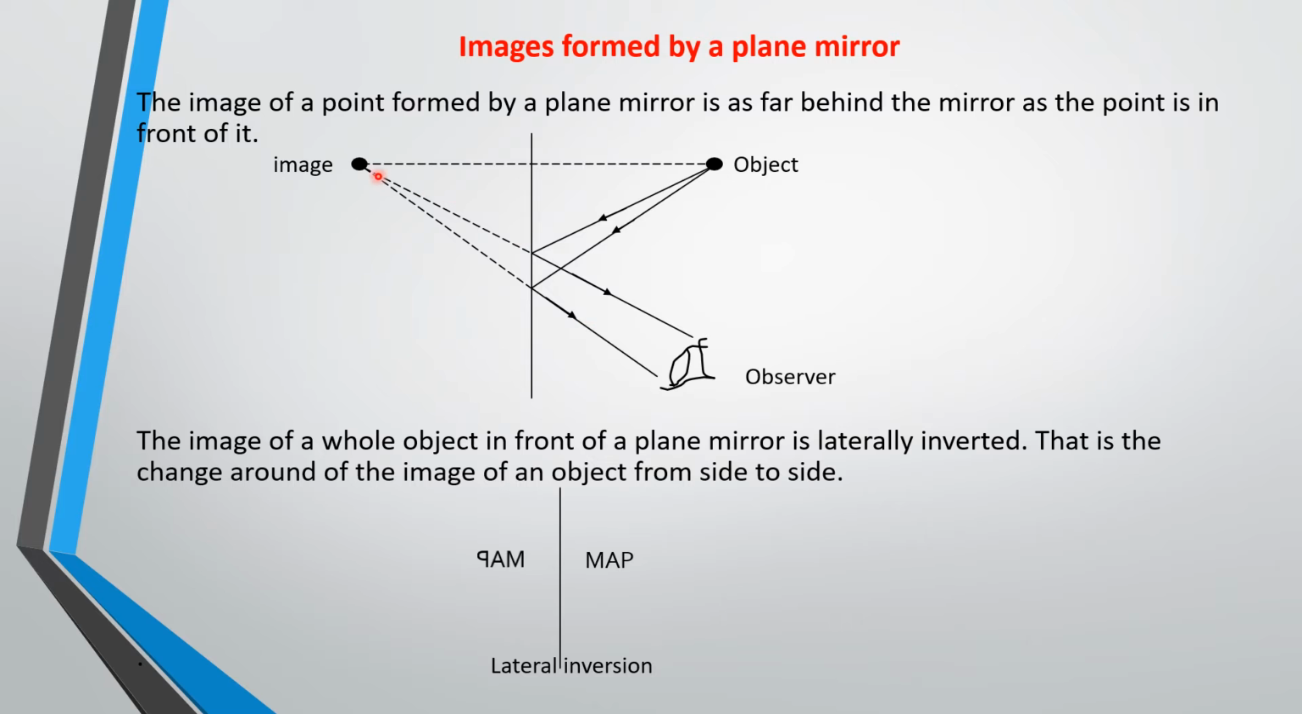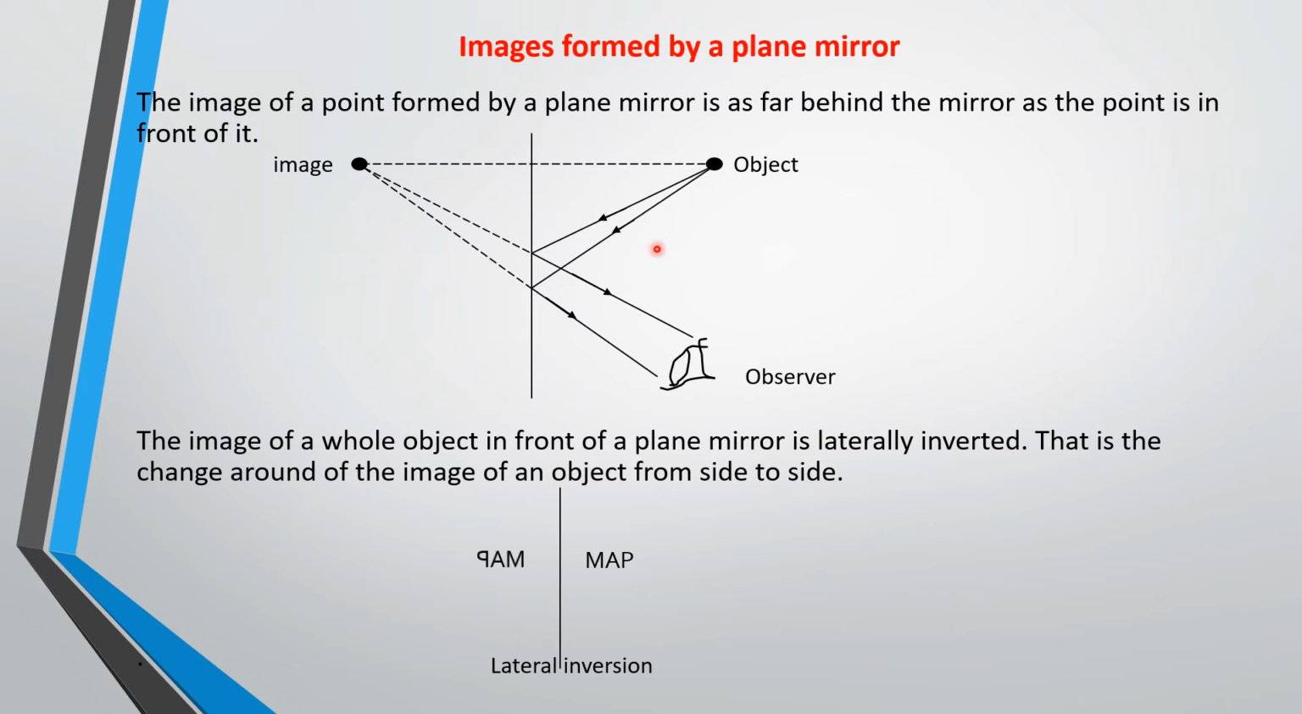If you look at this image, this is your mirror. The distance of the image from this mirror is equal to the distance of this object from the mirror. So the image of a point formed by a plane mirror is as far beyond the mirror as the point is in front of the mirror. This is one major characteristic of the image formed by a plane mirror.